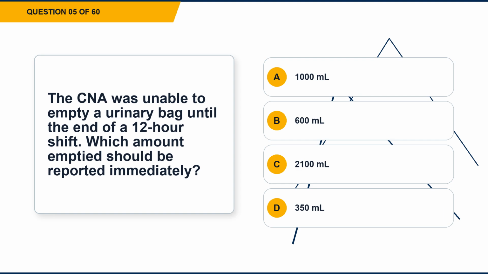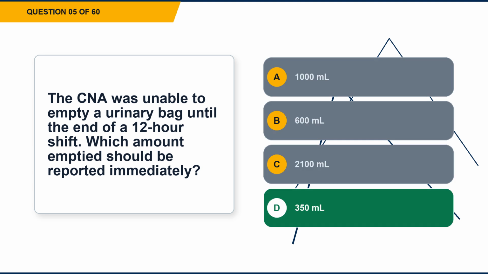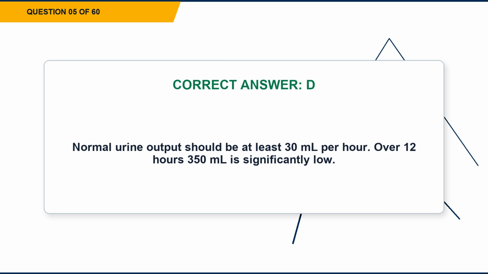Question 5. The CNA was unable to empty a urinary bag until the end of a 12-hour shift. Which amount emptied should be reported immediately? Option A, 1,000 milliliters. Option B, 600 milliliters. Option C, 2,100 milliliters. Option D, 350 milliliters. The correct answer is option D, 350 milliliters. Explanation: normal urine output should be at least 30 milliliters per hour. Over 12 hours, 350 milliliters is significantly low.